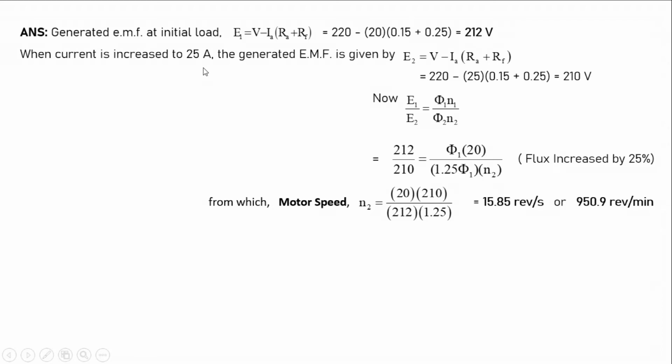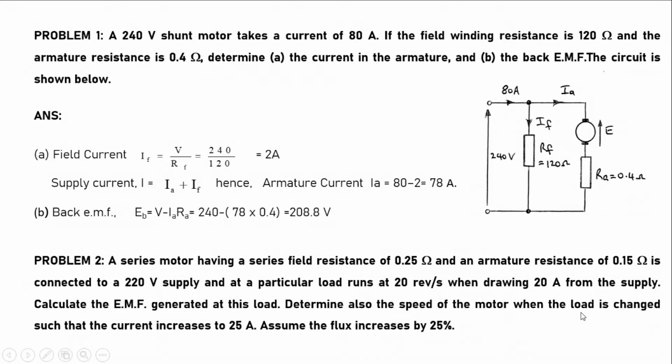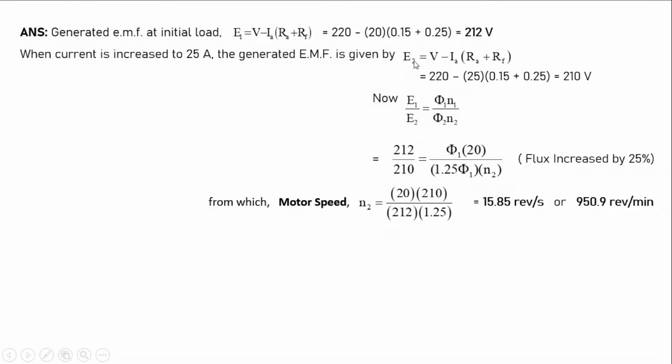When the load is changed such that the current increases to 25 amps, what is the generated EMF, E2? We need to find out. Generated EMF E2 is equal to V minus IA into RA plus RF, with the current changed to 25 amps. The voltage and resistances will not change, so only the current is changing. So we can find out E2 as 210 volts. We have the formula E1 by E2 is equal to phi1 by phi2 into N1 by N2.